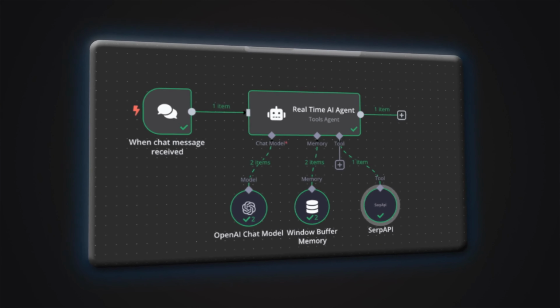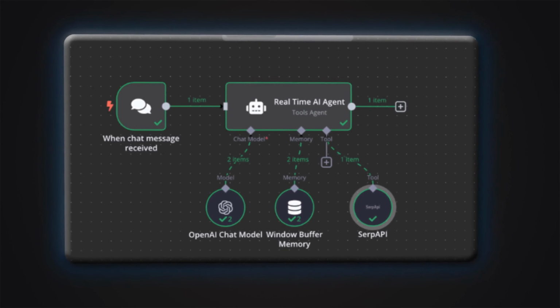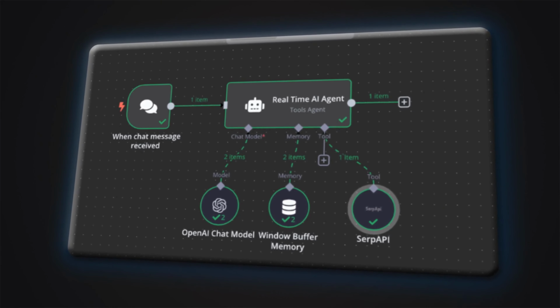Today, we are diving into how to build a real-time AI agent capable of scraping and retrieving up-to-date information. Think of it as your own version of Perplexity. We're combining SERPAPI for live search data with N8N and OpenAI's GPT-4 to process that data into natural, human-friendly responses.